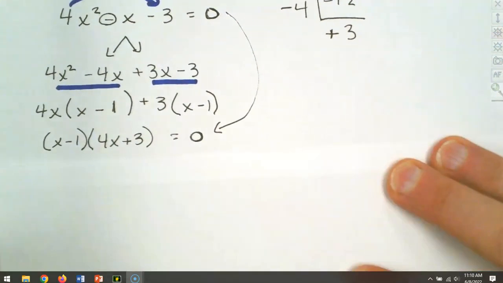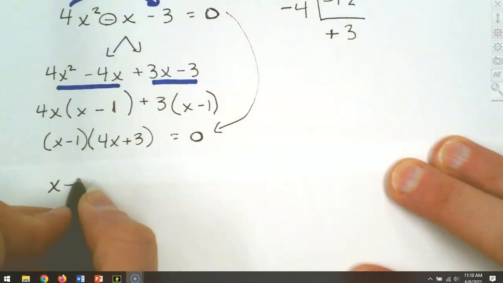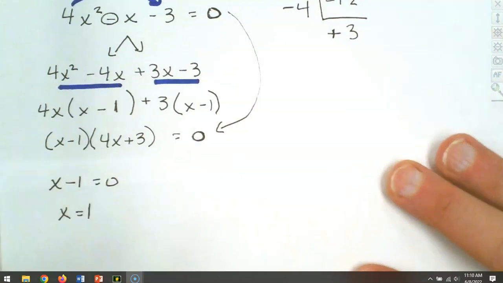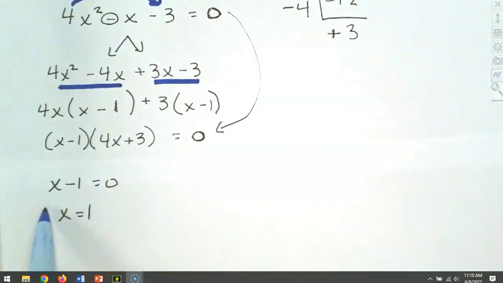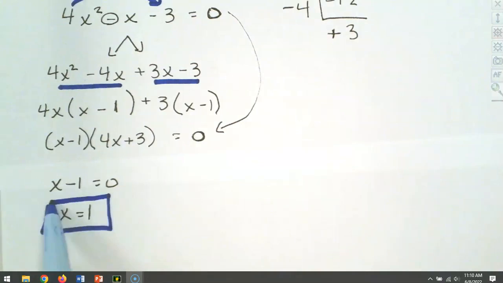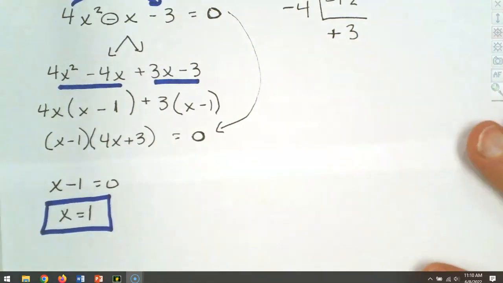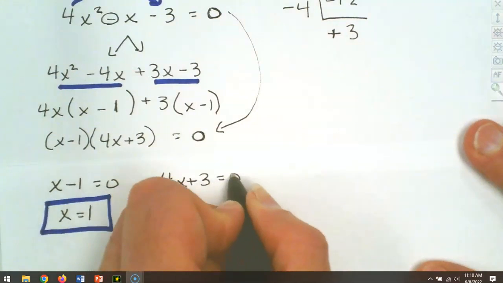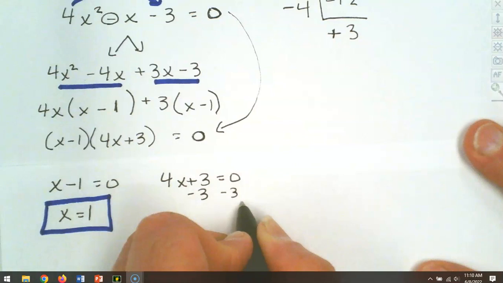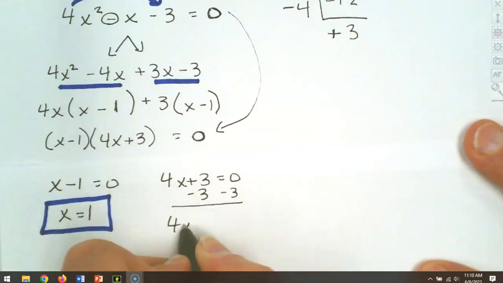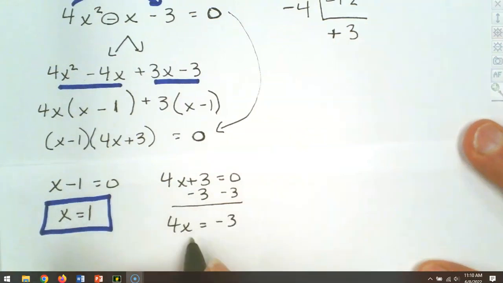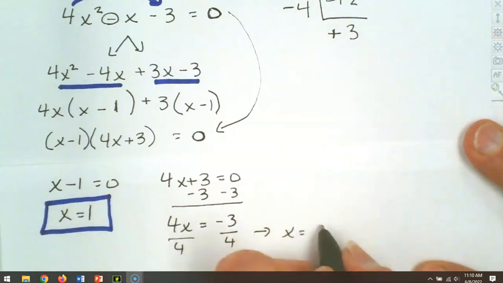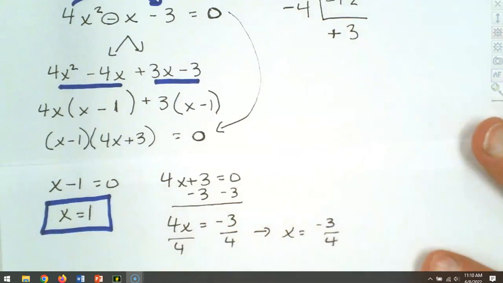So what do we have for our two answers? Well, we've got x minus 1 equals 0. So move that 1 over. So x then equals, switching the sign, positive 1. The other one is 4x plus 3 equals 0. Move the 3 over. And that gives you 4x now equals negative 3. Divide by your 4. And x now equals negative 3/4.